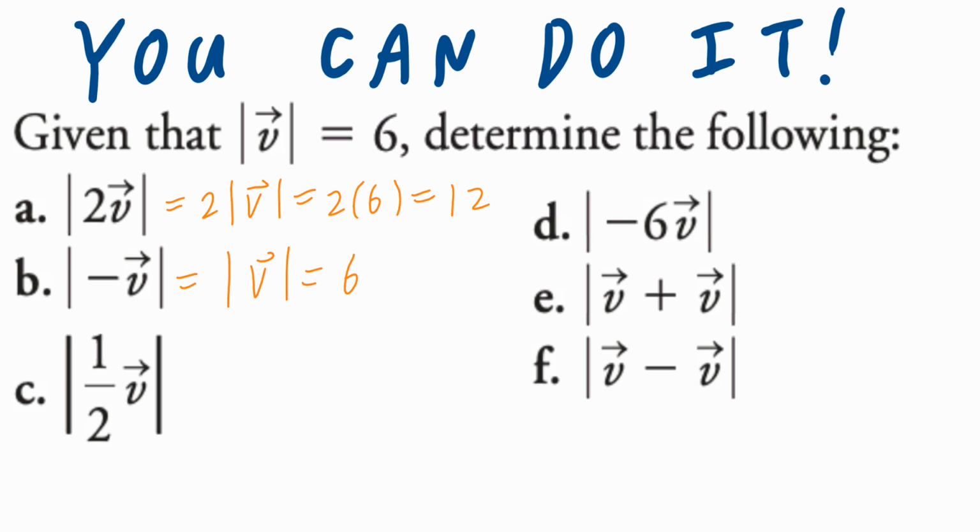Part C, the magnitude of half times vector V. Just like part A, bring half to the front, multiply this by the magnitude of vector V, which means it's going to be half times 6, which equals 3.